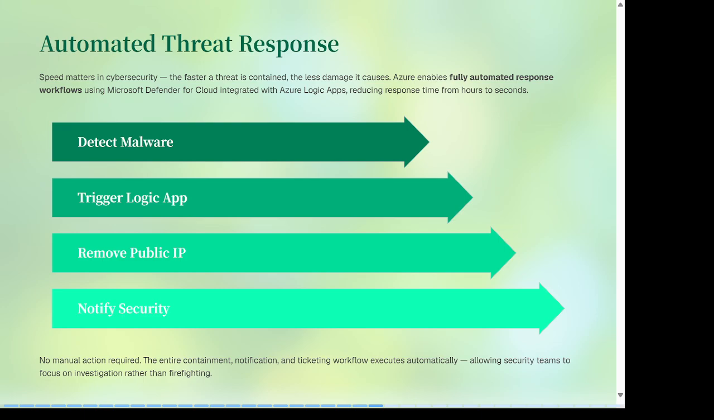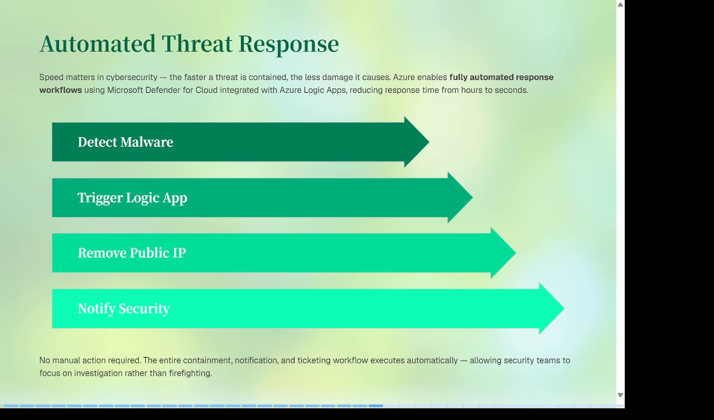Automated threat response. This is where Azure moves from just detecting threats to actually responding to them in real time. And let me start with the key idea. In cyber security, speed is everything, because the longer a threat stays active, the more damage it can cause.